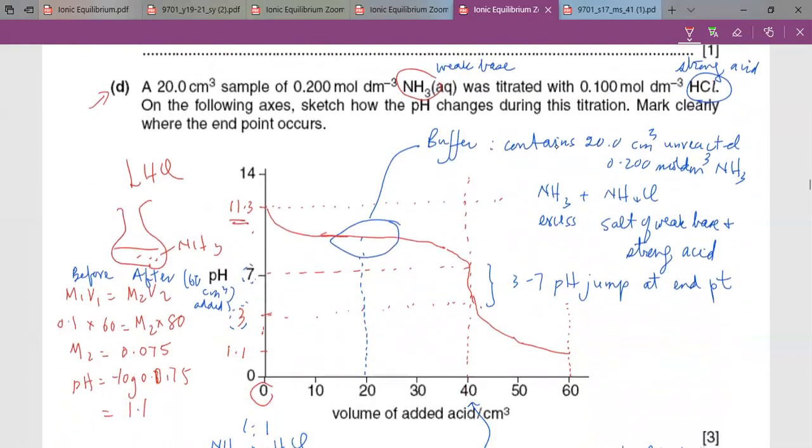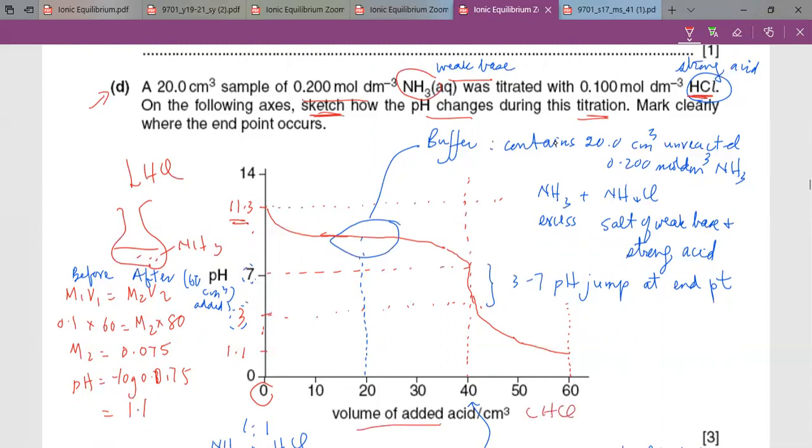Now here the question is a 20.0 cm cube sample of 0.2 moles of ammonia. I put down weak base to remind yourself. It was titrated with 0.1 mole per dm cube of HCl on the following axis. Sketch, right? Not plot. Plot means perfect, plot is for paper 5. How the pH changes during this titration: as you add in HCl, here is the volume of acid added.